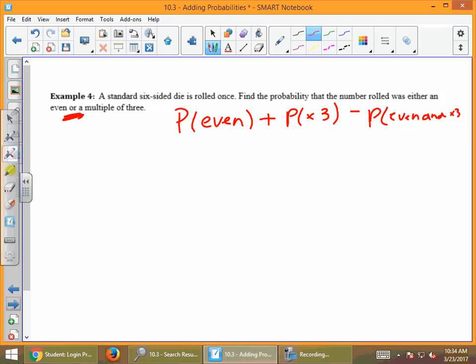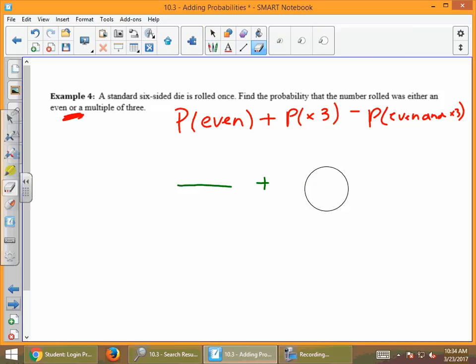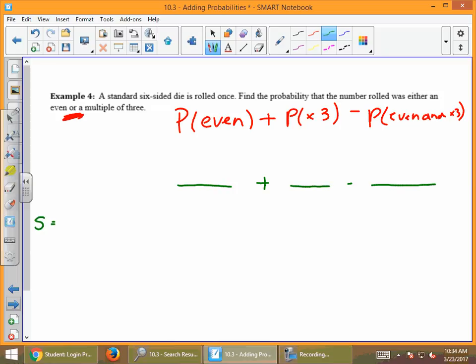Well, here's the thing. We don't have a table or anything to get these probabilities, so we have to find them. We know probabilities we first write as a fraction, so I know there's something that looks along the lines of this. And then always, always, always write your sample space.